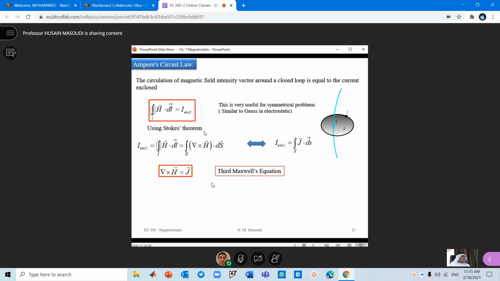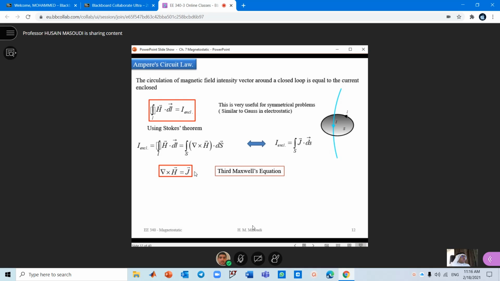And this is the third Maxwell's equation. So the third Maxwell's equation, which is the first in magnetostatics, is coming from Ampere's circuit law. It's the circulation of H is equal to I enclosed. This is written in integral form. The equivalent of that is the curl of H is equal to J. And this is written in differential form because we have differentiations in here.